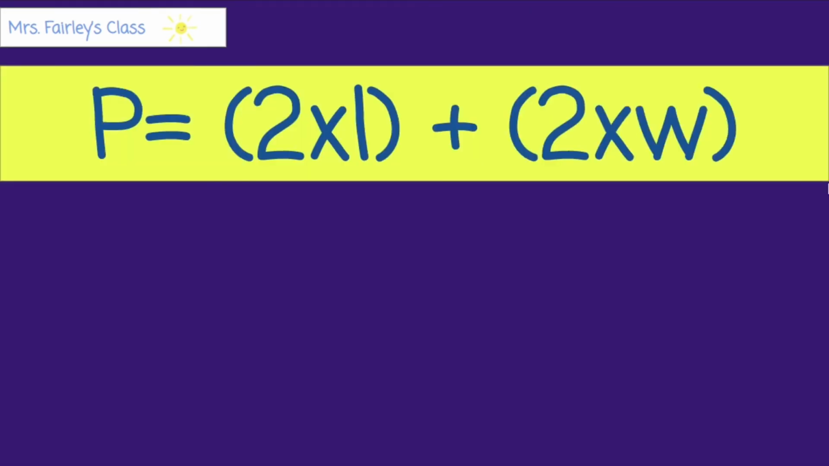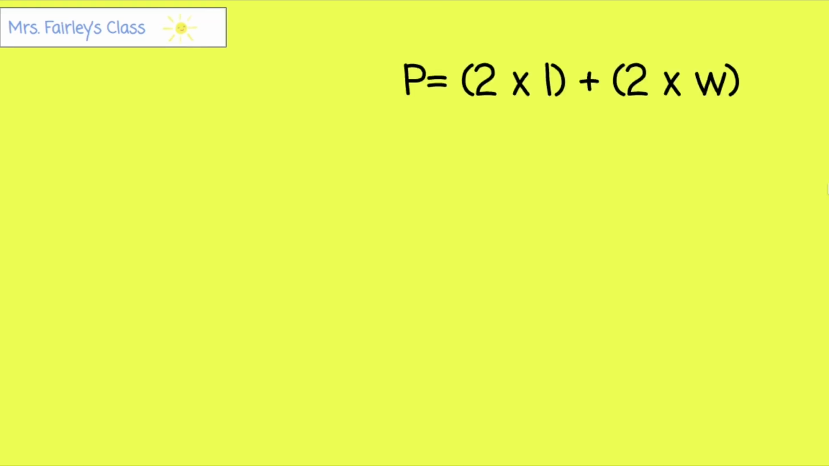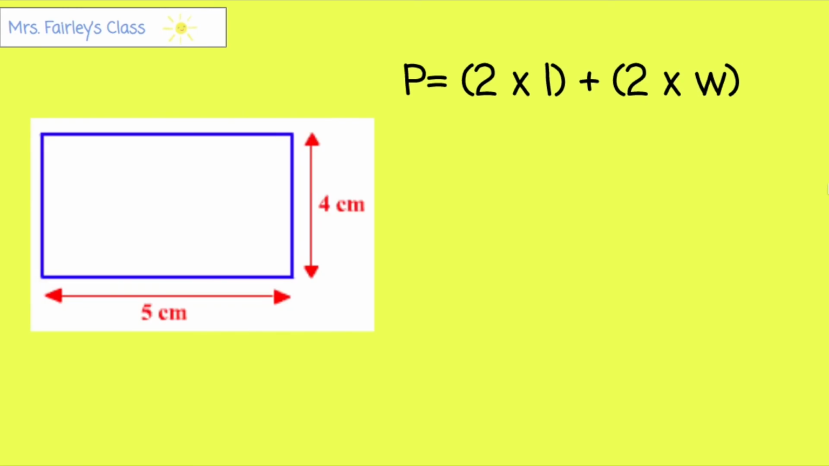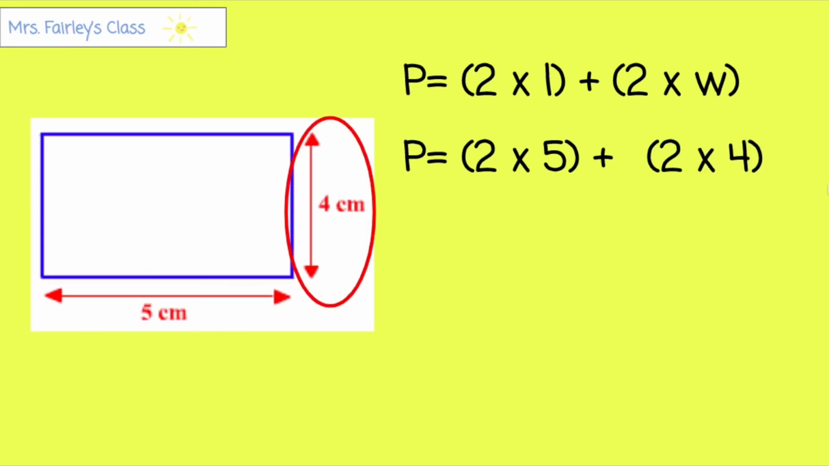So it's handy to remember this perimeter formula, 2 times length plus 2 times width. Sometimes that can be written like this, 2L plus 2W. The formula will come in handy for this next example because we have a shape that does not have a grid. Let's plug our numbers into the formula. 2 times 5, because 5 is our length, plus 2 times 4, 4 is our width.